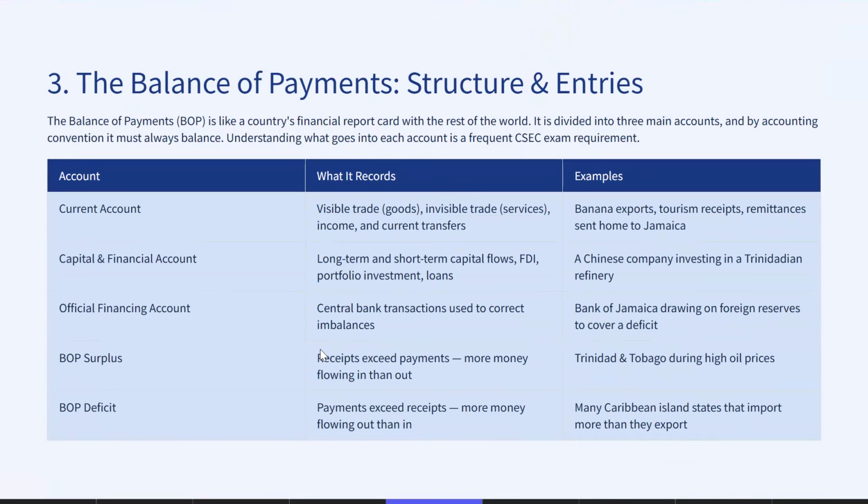Right? So this is the balance of payments made up of the current account, which is your visible goods, the invisible goods, income, and current transfers. Capital account, which would be your non-current assets, for the purchases and sales of non-current assets. And you look at your FDI, you will look at loans and so forth, and portfolio investment.